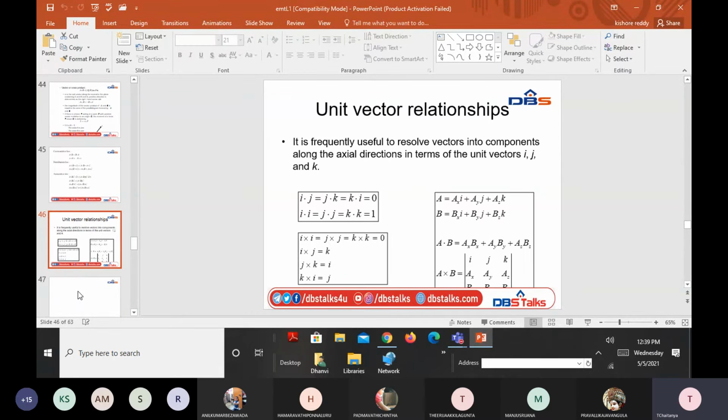Next, see the unit vectors. So these are the dot products: i dot i equal to j dot j equal to k dot k equal to 1. i dot j, j dot k, k dot i equal to 0. And for the cross products, i cross j equal to k, j cross k equal to i, k cross i equal to j.